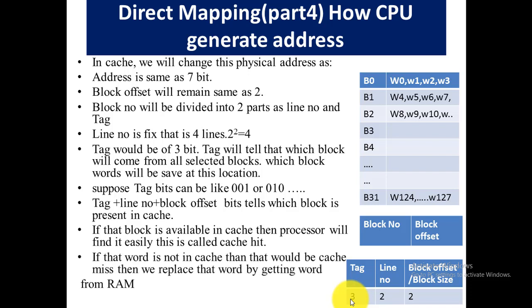But if that word is not in cache, what will it do? It will go to the RAM and read those instructions from the RAM. That is a cache miss, because it misses the cache and goes to the RAM. Then we replace that word by bringing the word from RAM into the cache memory, because the cache memory keeps the history of all recently executed instructions and data of the CPU. This is all about direct mapping.